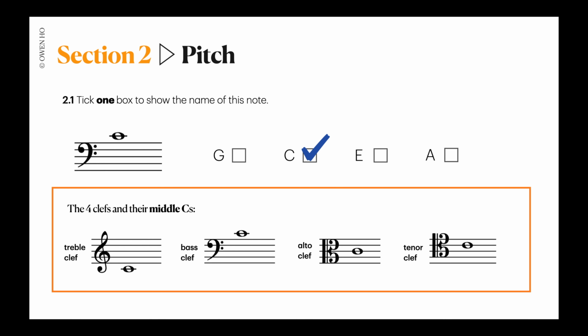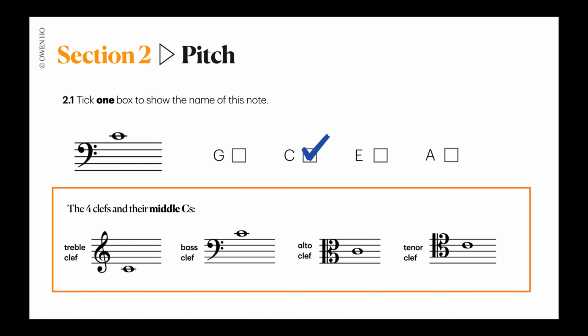And the reason why we have different clefs is because, for example, imagine an instrument that plays mostly the notes above the middle C. Then it will be more sensible to use the treble clef because it will be easier to read, where most notes are going to fall within the 5 lines.